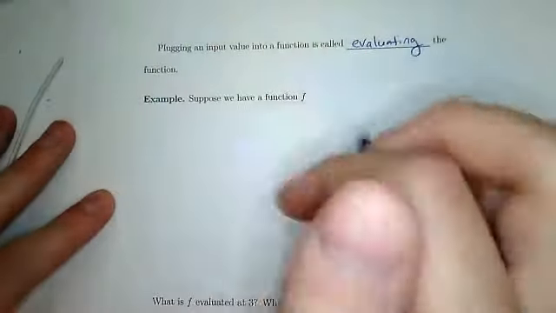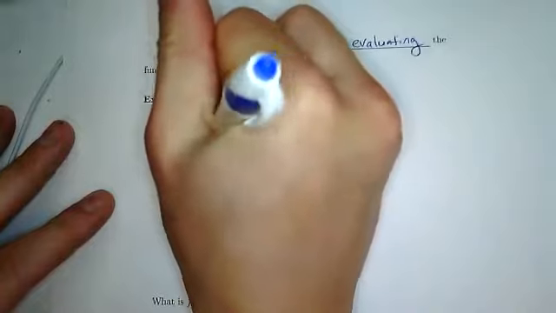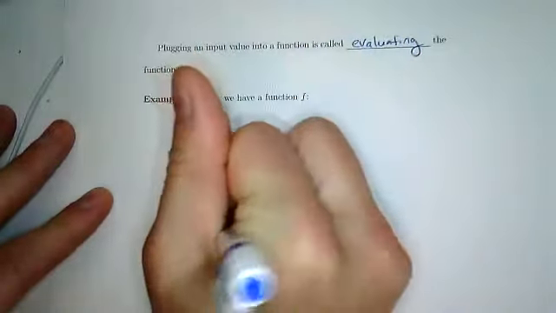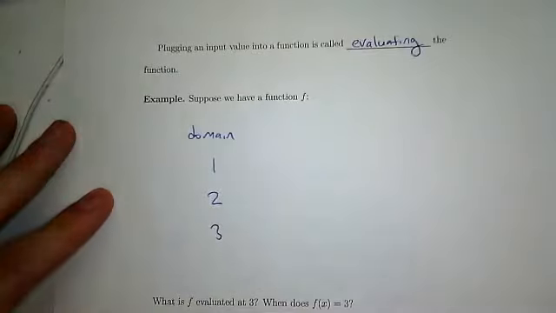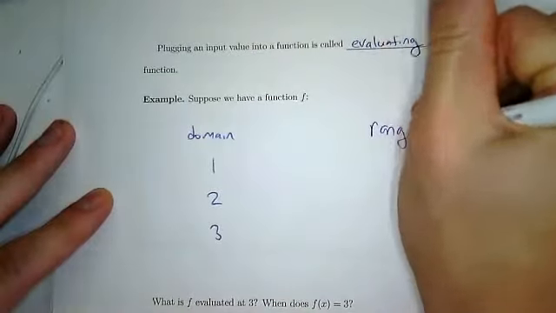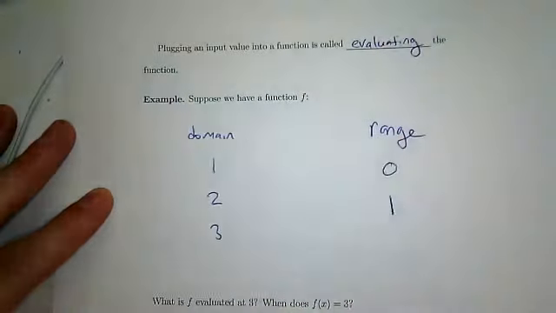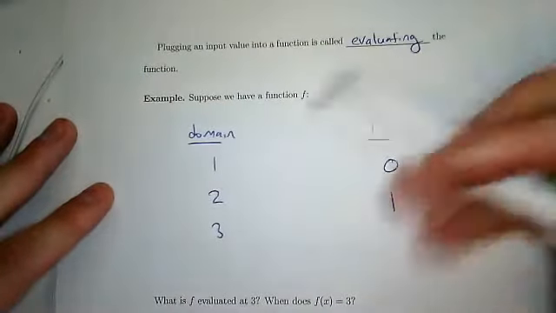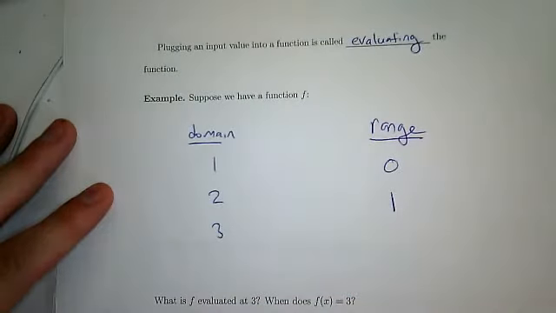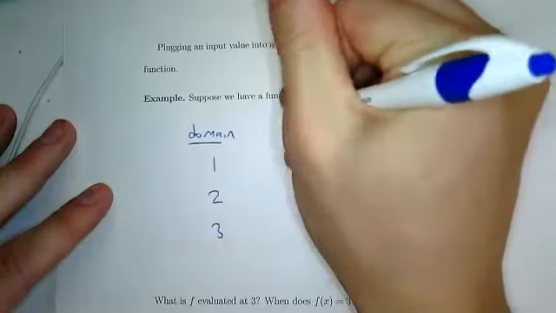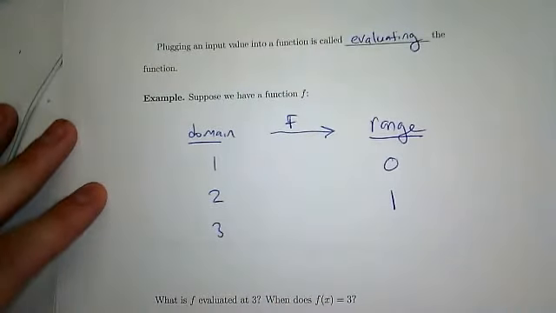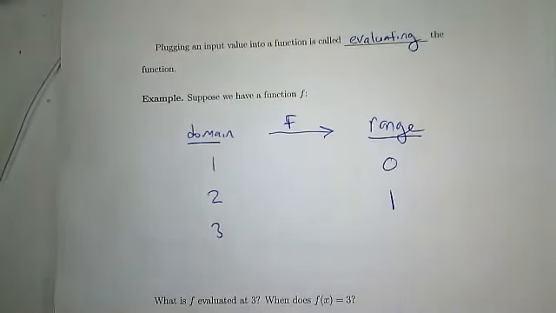So for instance, suppose my domain consisted of the elements 1, 2, and 3. And suppose my range consisted of the elements 0, 1. So these are the two elements in my range. These are the three elements in my domain. And now suppose my function, again we'll call it f, maps my domain to my range. The way you can construct a function, and I'm just making this up, we're just making an example.